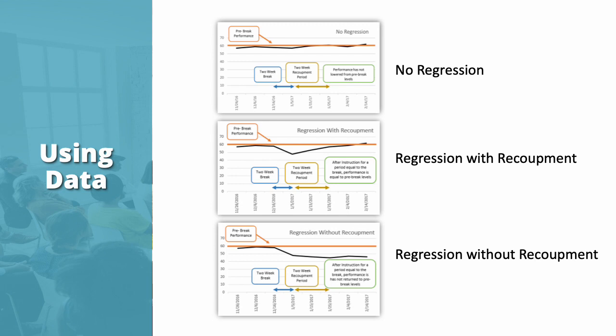This demonstrates a pattern of regression with recoupment. In the last example, we see that the data dips and never returns to pre-break levels, even after a period of instruction equal to the break. This demonstrates regression without recoupment. Data such as this can help IEP teams determine regression and recoupment patterns and support ESY decision-making.